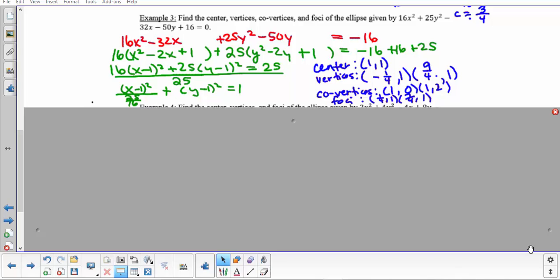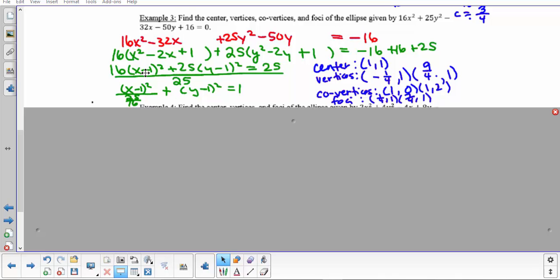To get started, the first thing we want to do is group the x's and group the y's, and move the constant to the other side of the equation. If we look at what I've done here, I have 16x squared minus 32x, and then I left a space so I can complete the square. Then I have plus 25y squared minus 50y, another space to complete the square, equals -16 from moving the 16 to the other side.